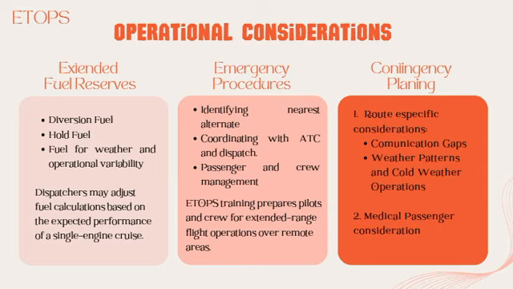Using the real-time location and navigation data, the flight crew identifies the nearest ETOPS alternate that meets weather and operational standards. Then, coordinating with ATC and dispatch. The flight crew works with air traffic control, the ATC, and dispatch to ensure safe routing to the diversion airport, including adjustments for altitude and descent planning.